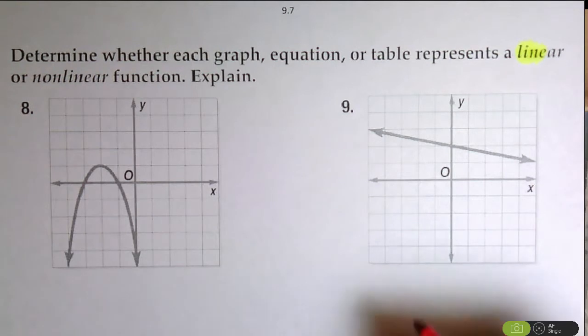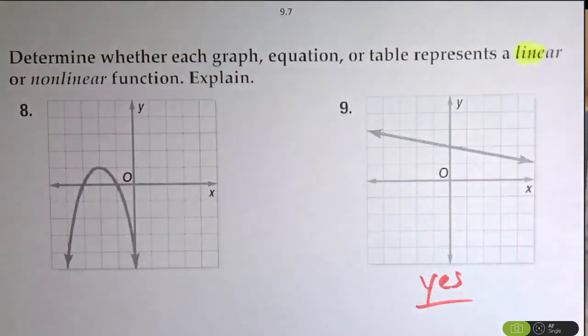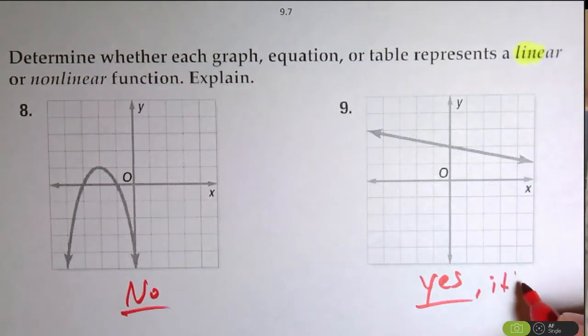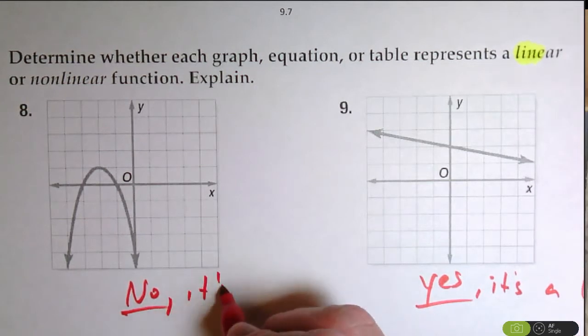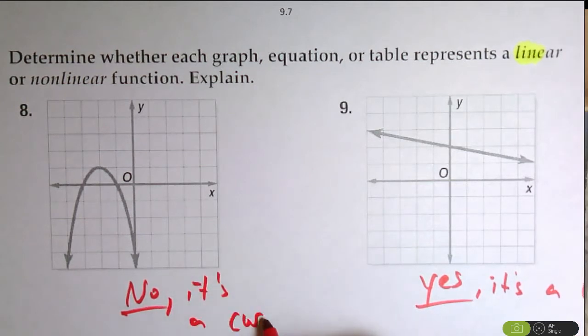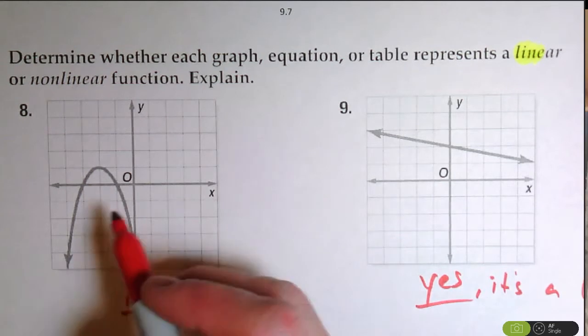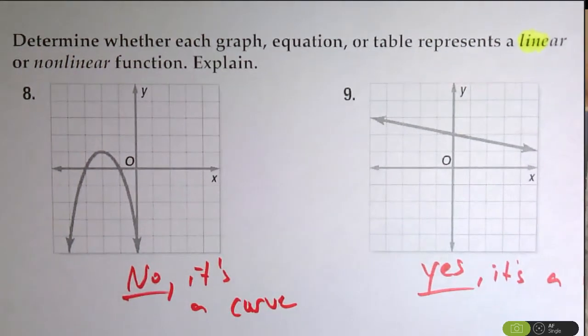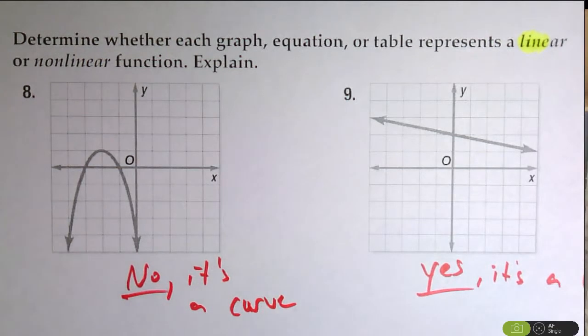Well, number 9, yes, that's a line. Number 8, is that a line? No. Yes, it's a line. No, it's a curve. It actually has a name. It's called a parabola. And satellite dishes a lot of times are shaped like this. They're a little wider, but it's the general shape of a satellite dish. So that's 8 and 9.